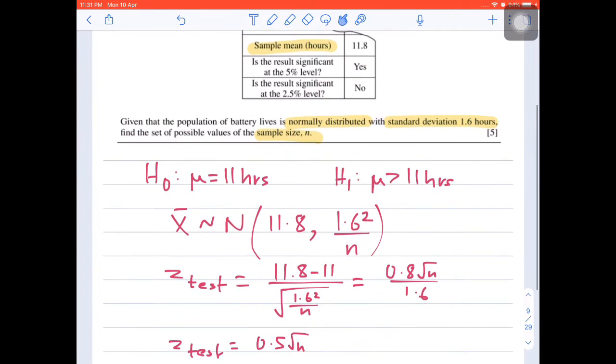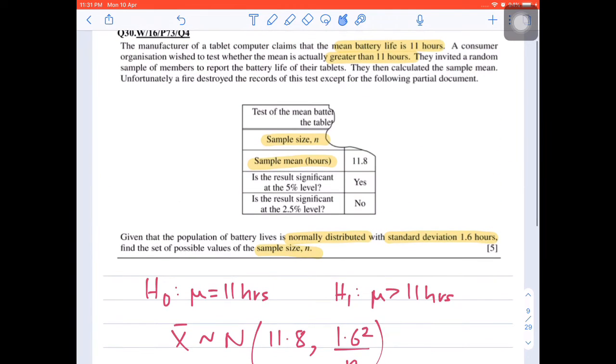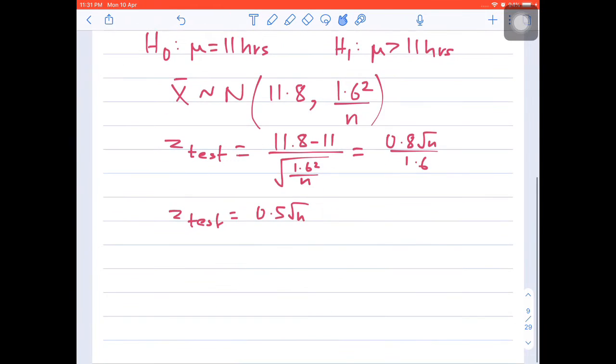Okay, so now they're saying that the result is significant. What they were testing was that the mean is actually greater than 11 hours. So what they're saying is that at the 5% level, the mean is greater than 11 hours, but at the 2.5% level, the result shows that it is not greater than 11 hours. So over here, it's a one-tailed test because it's only greater than.